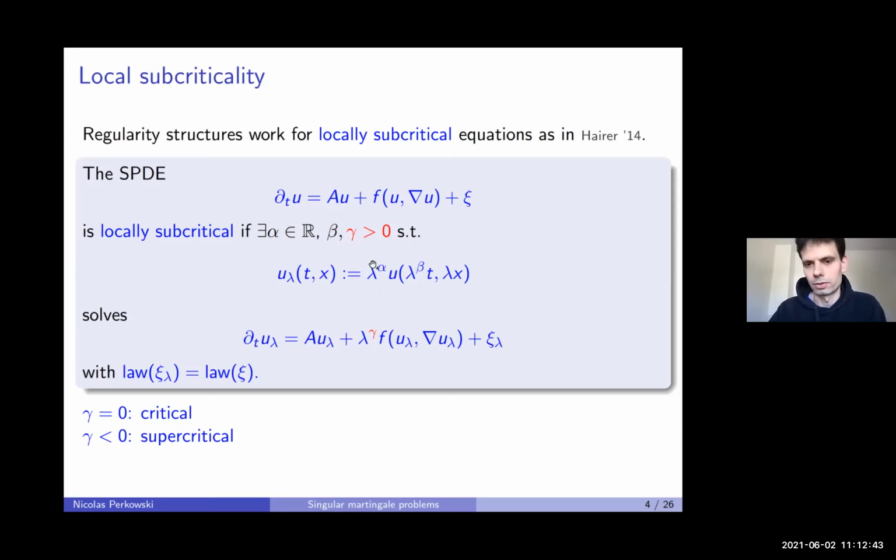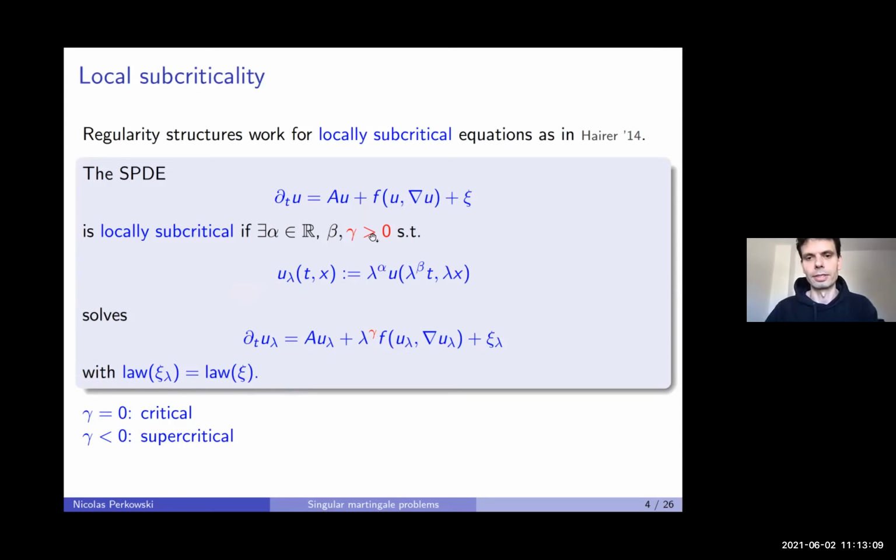And then we multiply with some lambda to the alpha. Alpha can be anything at once. And then this rescaled element should solve this equation here, where now we have the same thing. Here we have a noise, which is not the same noise, but the law of this rescaled noise is the same as the law of the original noise. And then here we have lambda to the gamma in front of the nonlinearity. And gamma should be positive.